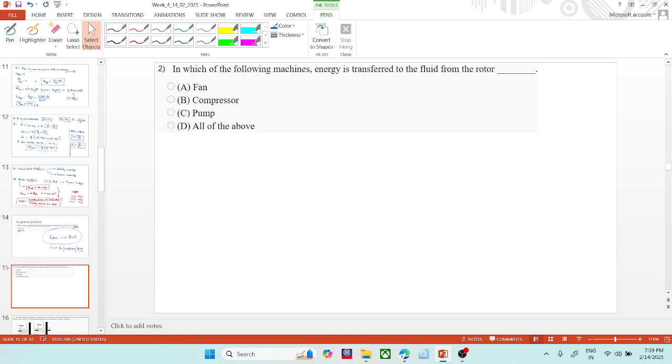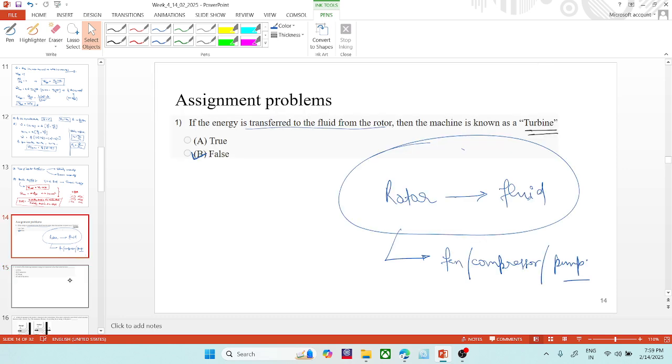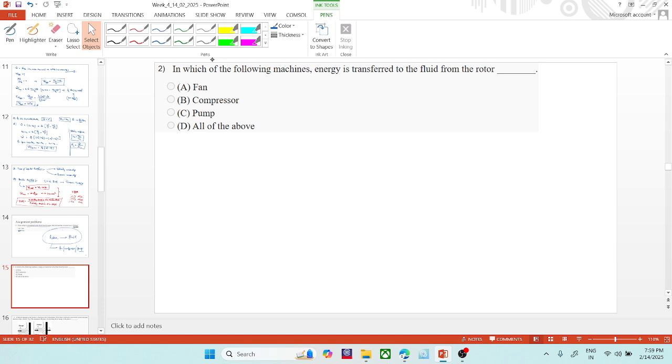Next is, in which of the following machines is energy transferred to the fluid from the rotor? In the last problem, we have seen that energy is transferred from the rotor to the fluid in a fan, in a compressor, and in a pump. So all of the options are correct here. So not A, B, or C. The D option would be correct here.